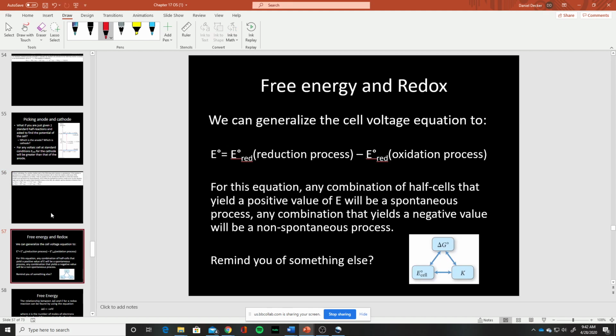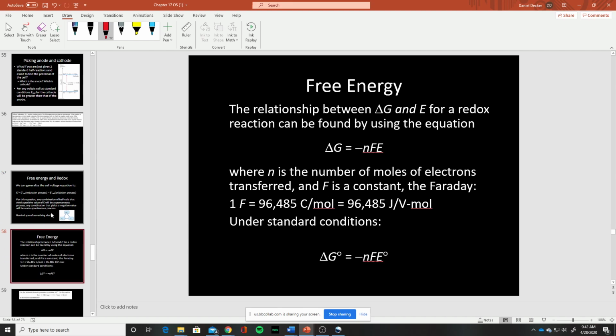Alright, so here we're going to get into relating the cell voltage to Gibbs free energy. You should be comfortable using this equation to either find Gibbs free energy or find the cell voltage. Be sure that you have Faraday's constant written down somewhere as well, because you will probably be needing that.